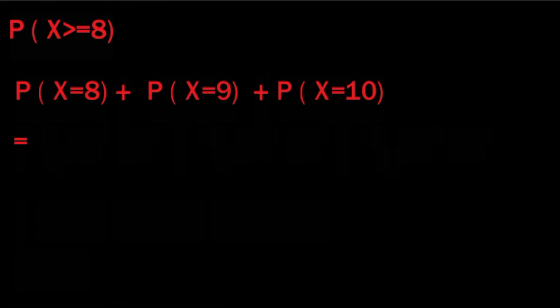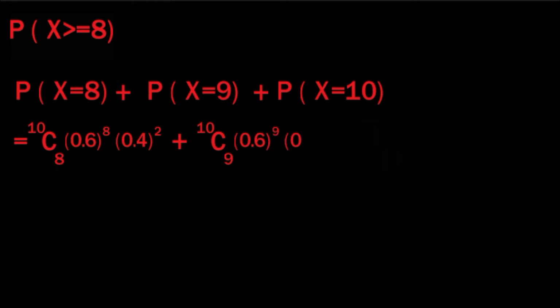When the outcome is equal to 8, we have 10C8, and the probability of success is 0.6 to the power of 8, 0.4 to the power of 2, plus 10C9, 0.6 to the power of 9 and 0.4 to the power of 1, plus 10C10, 0.6 to the power of 10 and 0.4 to the power of 0. So now we take 0.6 to the power of 8 multiplied with 0.4 to the power of 2 multiplied with 10C8.